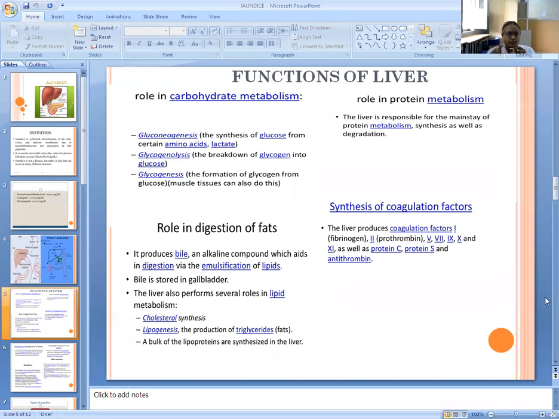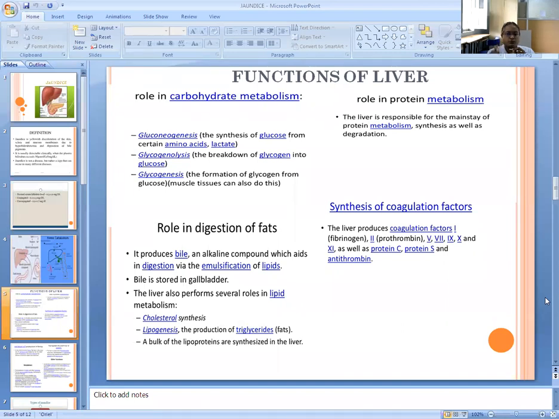Now the role in digestion of fat. The liver produces bile, which is an alkaline compound, and it is always required for the digestion of fat, for the emulsification of lipids. Bile is stored in the gallbladder. The liver also performs lipid metabolism: cholesterol synthesis, lipogenesis, that is the production of triglycerides, and synthesis of lipoproteins.